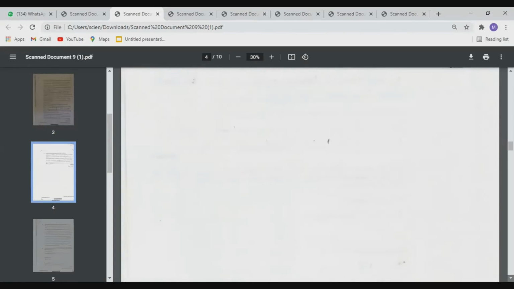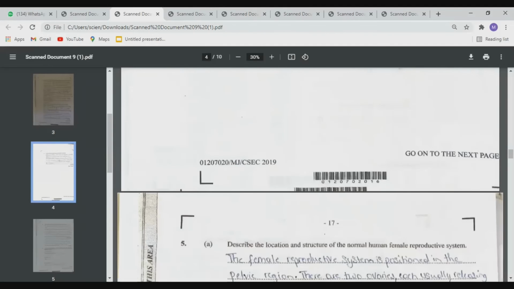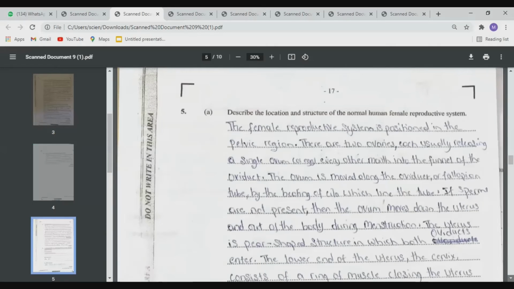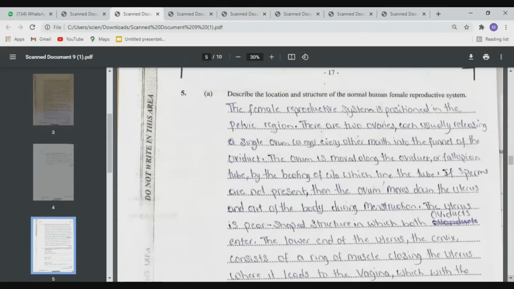So now, next question. So question 5. Describe the location and structure of the normal human female reproductive system.